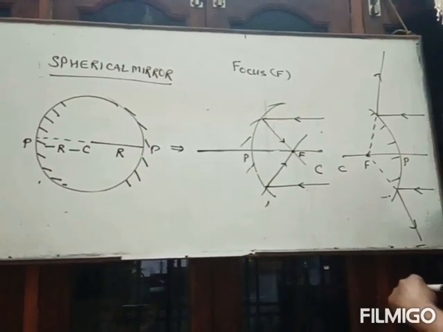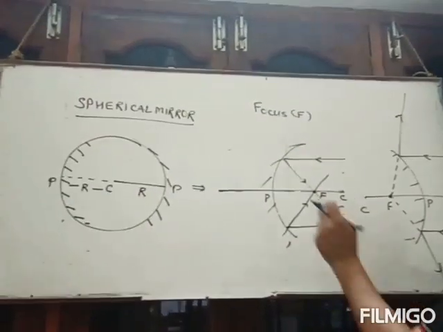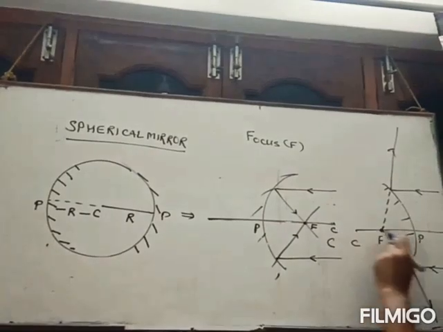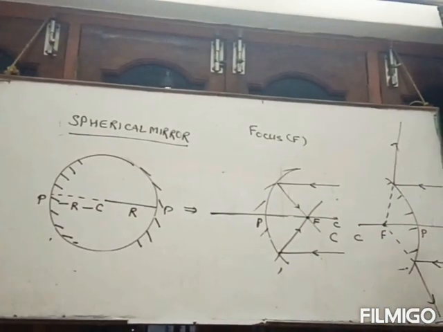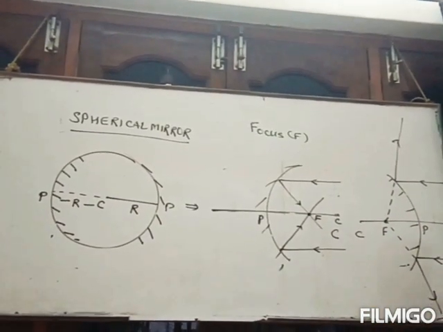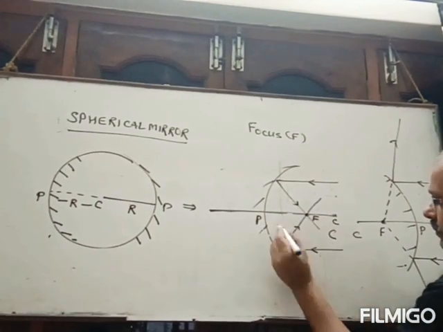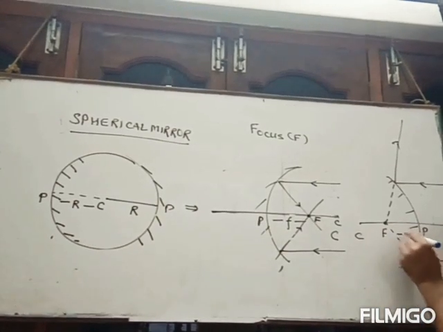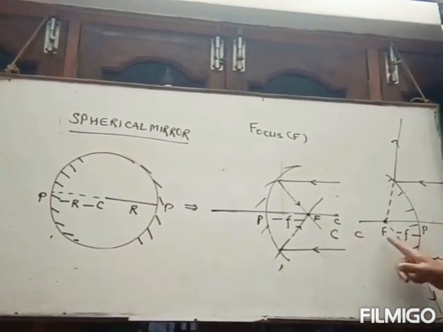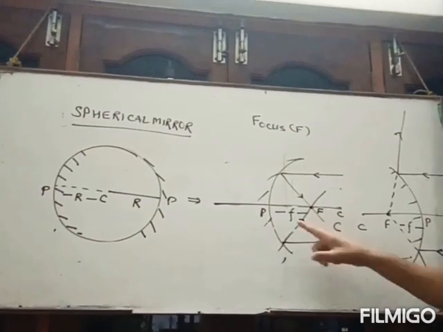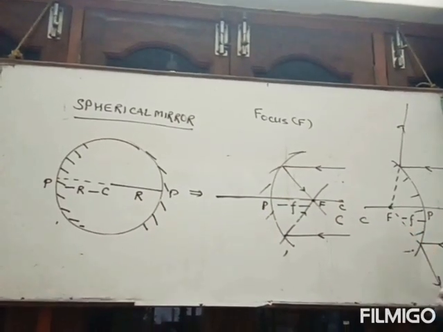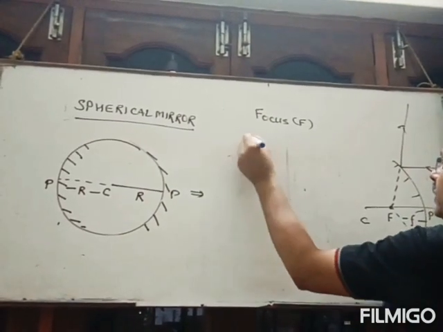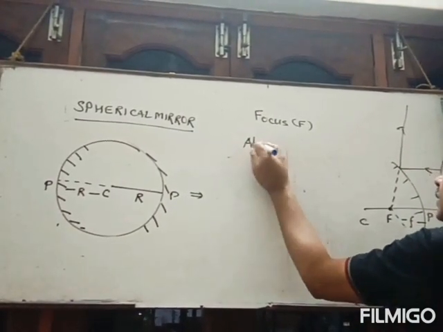And what is the principal axis? The principal axis is an imaginary axis which passes through the pole and center of curvature of the spherical mirror. That is called the principal axis. Then focal length. Focal length is the distance between the pole and the principal focus of the mirror. And a more technical term here is aperture. It is already written in your copy, I think.